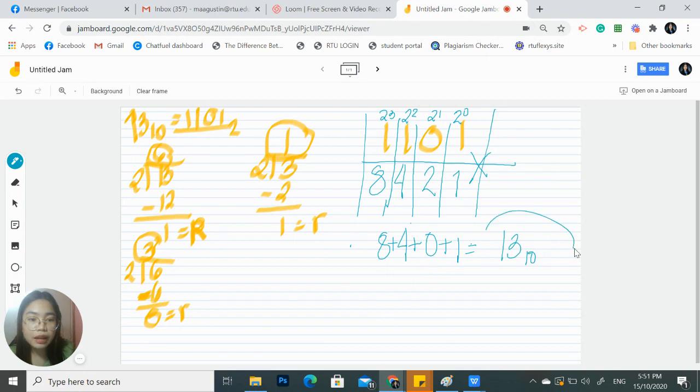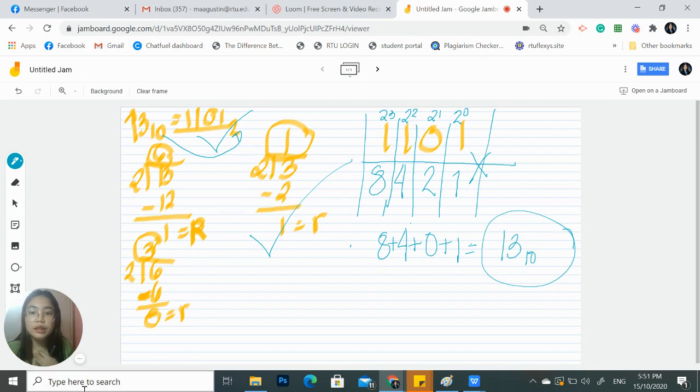13 base 10. So, the answer is correct. Okay? So, our answer is correct. So, this is how we're going to convert decimal into binary. And the process of checking is actually how you convert from binary into decimal.